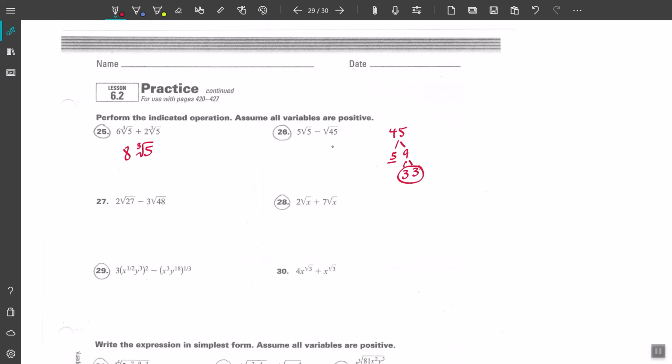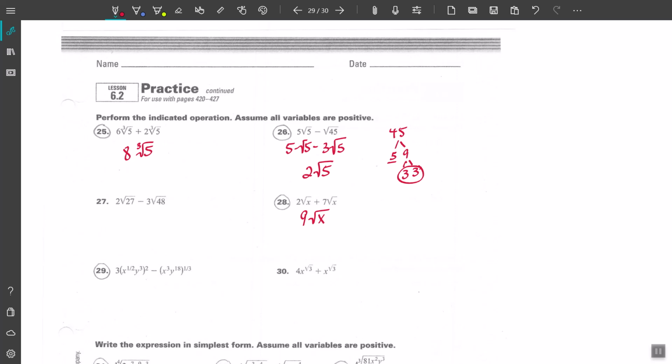So if we rewrite this, we end up with 3 times the square root of 5. So 3 square roots of 5. They asked us to subtract that from 5 square roots of 5. So we have 5 square roots of 5, we take 3 square roots of 5 away to leave us with 2 square roots of 5. On 28, what's under the radical is the same. We have the square root of x and another square root of x. We have 2 square roots of x, and we're going to add to that 7 square roots of x. So 2 square roots of x plus 7 square roots of x gives us 9 square roots of x.